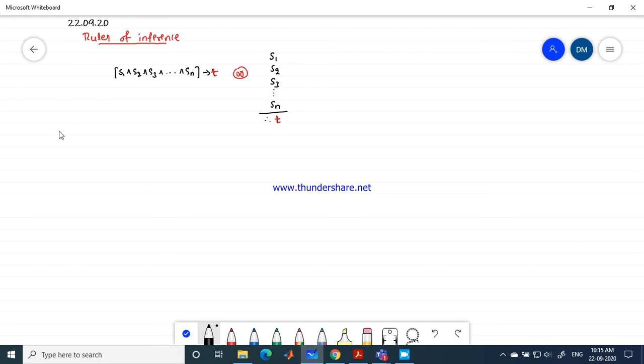Now let me list all the rules of inference, one by one. So the first one is called modus ponens. Now keep this in mind. You can write our argument in this form or in this form. Here, therefore T represents the conclusion. S1 conjunction S2 conjunction S3 and so on up to conjunction Sn. This is how we write this tabular form also. Please keep that in mind. Okay, modus ponens. This is what this statement says.